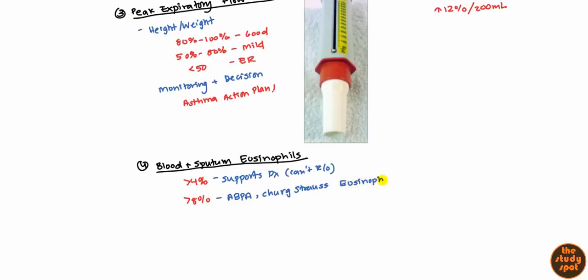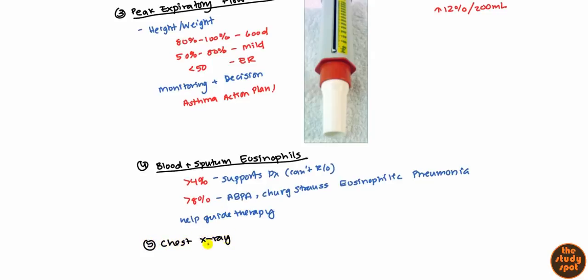One of them is going to be allergic bronchopulmonary aspergillosis. Churg-Strauss syndrome can also have greater than 8%, and eosinophilic pneumonia can also have that. These blood and sputum eosinophils do help guide therapy as well, but they're not used as much, though they could possibly do that. And finally, you can do a chest x-ray.